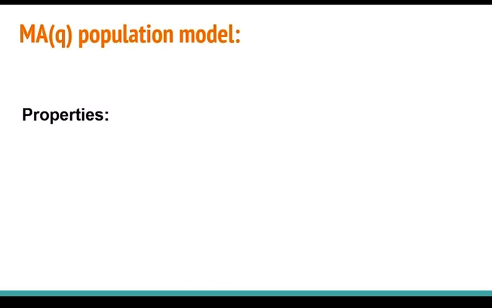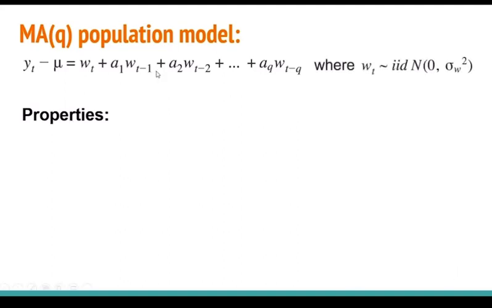Okay, so let's now generalize to the MA of order Q. The MA of order Q is that, where WT is distributed normal, and of course the property is that the mean of YT is going to be mu. For any MA of order Q, whether order 1, order 2, order whatever, the expected value of YT is actually going to be equal to mu.